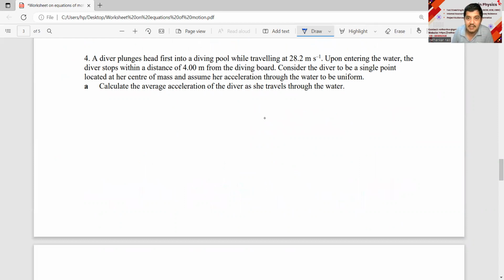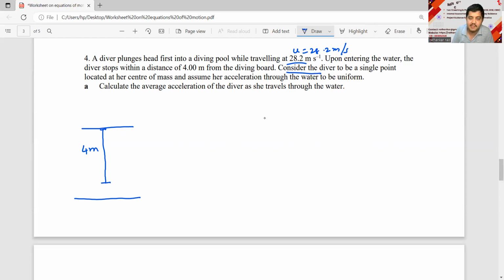While traveling at 28.2 meter per second, that means its initial speed is given. Upon entering the water, the driver stops within a distance of 4 meters from the diving board. This is a diving board. Upon entering the water, the diver stops at a distance of 4 meters. He travels all the way along until here. Thank God he doesn't hit it. Good. Okay, 4 meters. Consider diver to be a single point located at the center of mass.